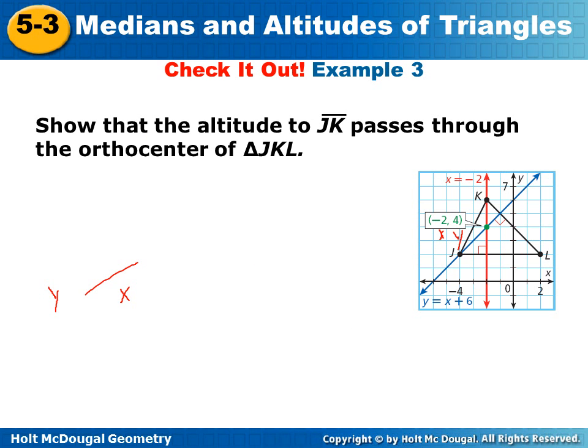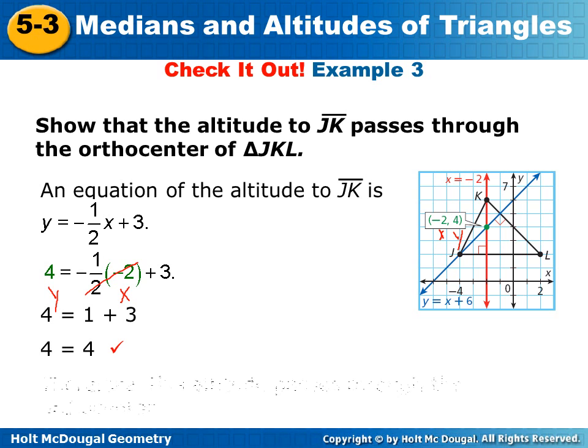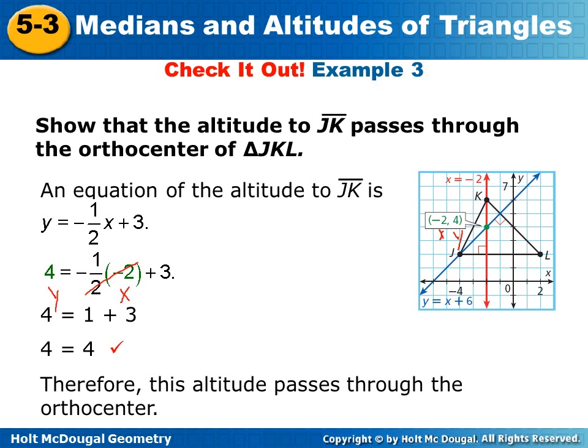Now we want to show that the altitude of JK passes through the orthocenter of JKL. So here we have an equation of the altitude JK, and we want to see if it passes through the point (-2, 4). So we plug in -2 for x, because our coordinate is x comma y, and 4 for y. -1/2 times -2 is +1, the 2's cancel, and 1 plus 3 is in fact 4, so it does pass through the orthocenter. We're really just seeing if the point (-2, 4) is a solution of that line.